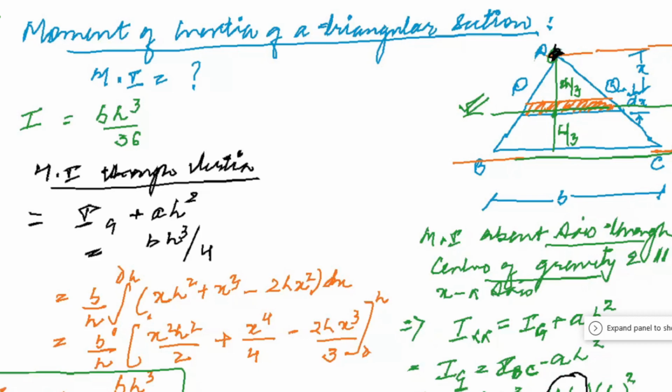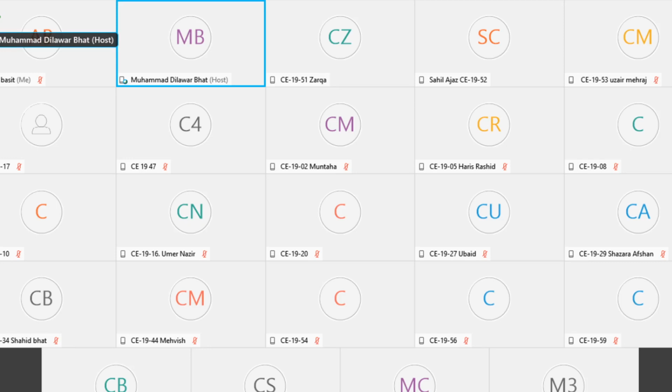So, rest of you, are you able to figure it out? Why is it BH by 2? It is the area of the triangle. Is it clear? Shall we move ahead?